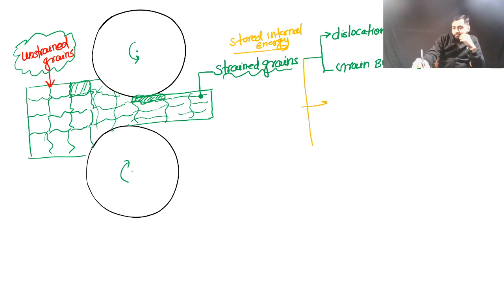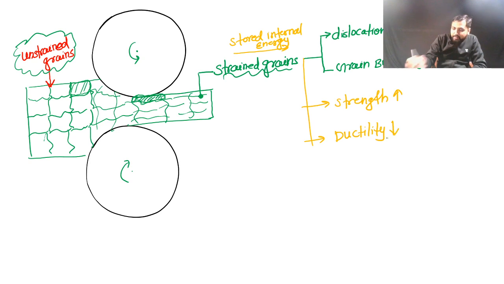So you can further conclude from here that as dislocation density is increasing and grain boundary surface area is increasing, movement of dislocation will now be more resistant. That means strength will increase while the ductility will decrease, right? So due to cold work, strain hardening appears, during which dislocation density increases, grain boundary surface area increases, strength increases, and at the same time ductility decreases.